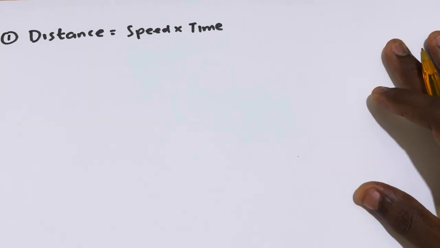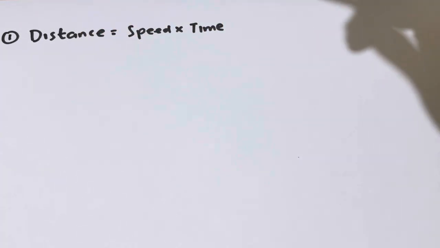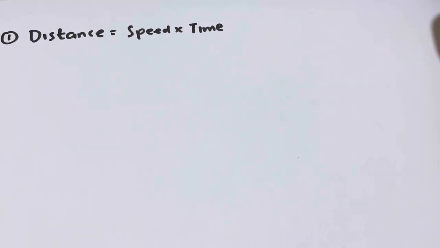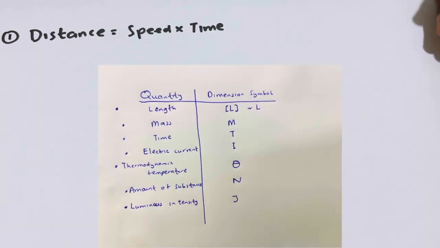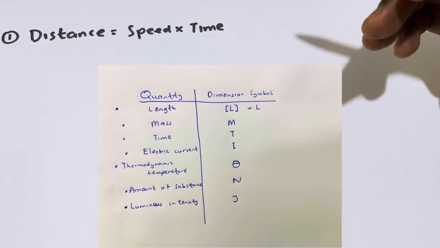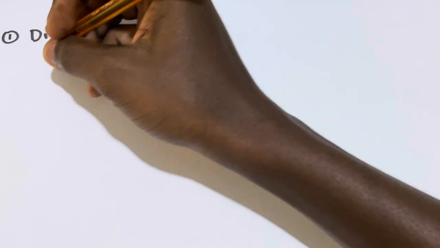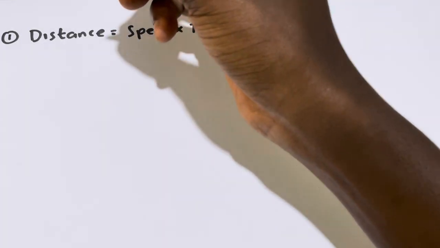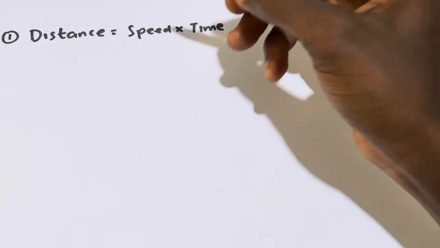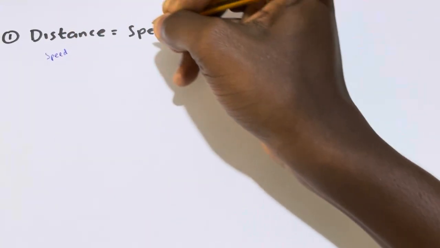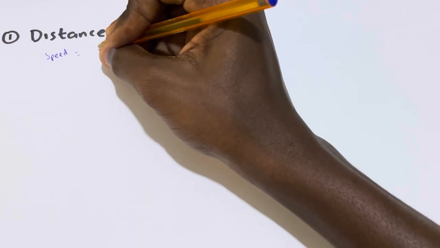Before we tackle this question, to know whether this distance formula is correct or not, we have quantities we use in dimensional analysis, and these are the units here. Length is L, mass is M, time is T. These are the quantities used in dimensional analysis, and we'll be using them more frequently. So here, distance has the quantity L for the length. Speed has the formula: speed equals distance over time.